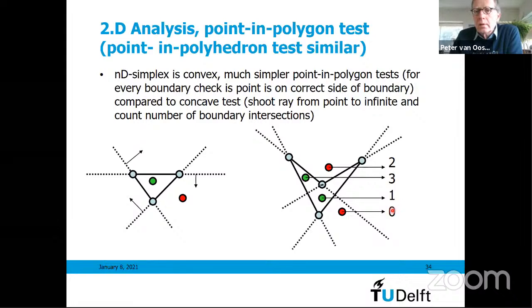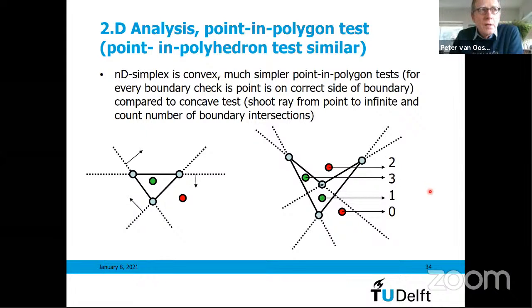And when it's even, it is outside, like over here. There are no intersections at all with the line segments. When it's odd, like 1 over here and 3 over here, it means it's inside. Because the assumption is that at infinity, you must be outside. So if you cross the boundary once on your way to infinity, then you are inside. If you cross 1, 3, or 5 times, the odd numbers, you are inside.